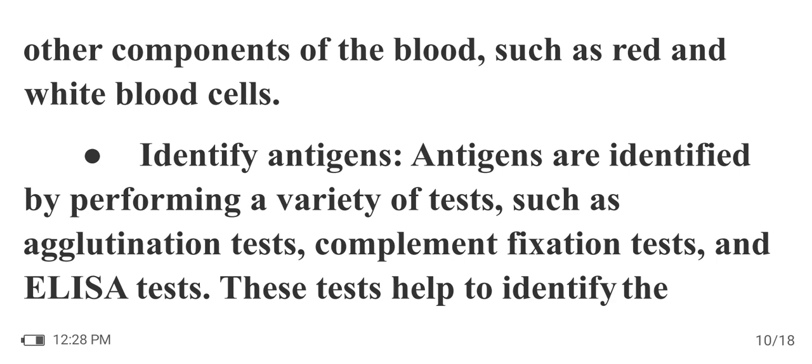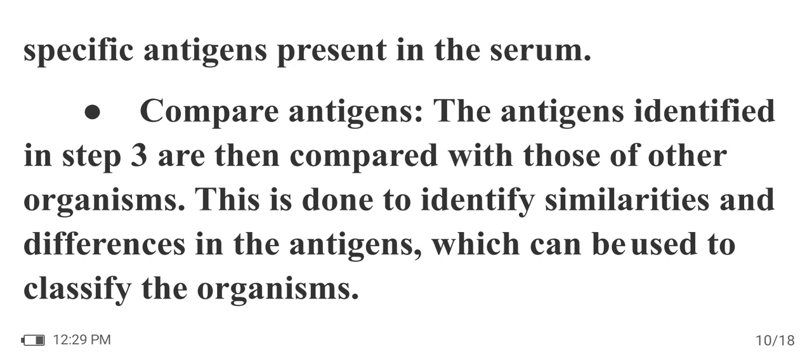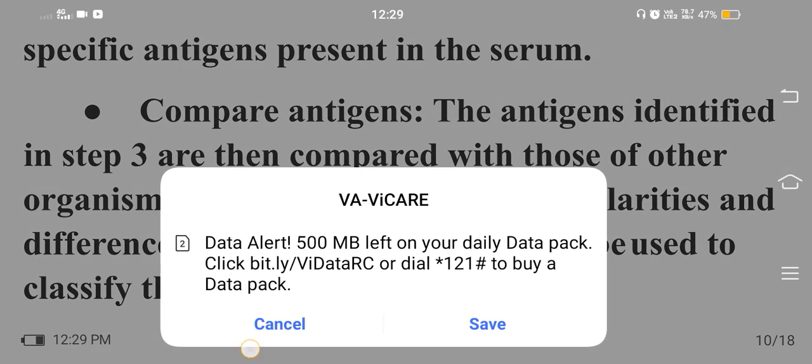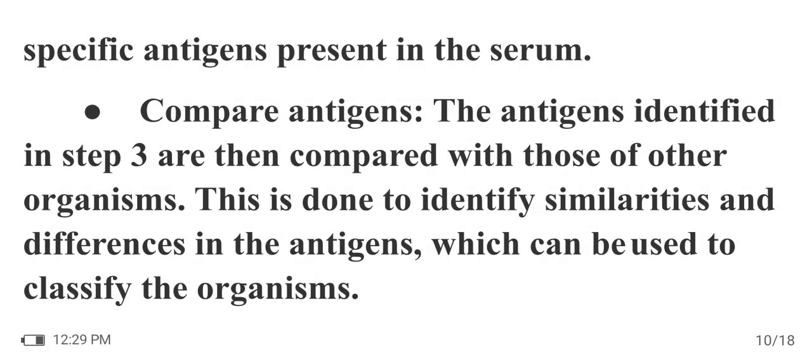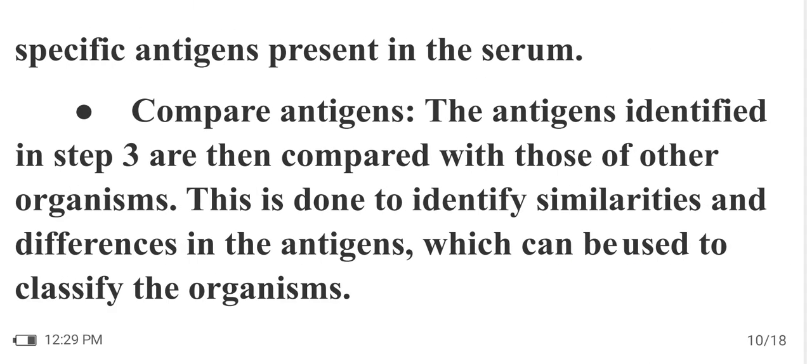Antigens are identified by performing a variety of tests, such as agglutination tests, complement fixation tests, and ELISA tests. These tests help to identify the specific antigens present in the serum. Then compare antigens. The antigens identified in step 3 are then compared with those of other organisms. This is done to identify similarities and differences in the antigens, which can be used to classify the organisms.